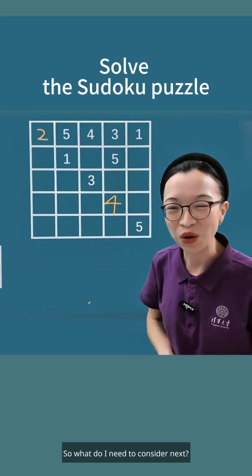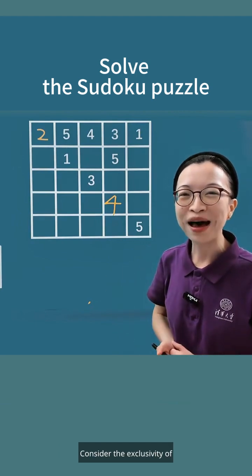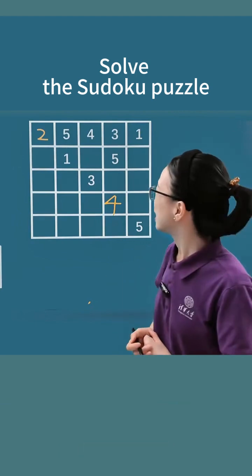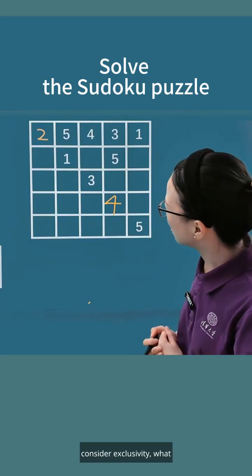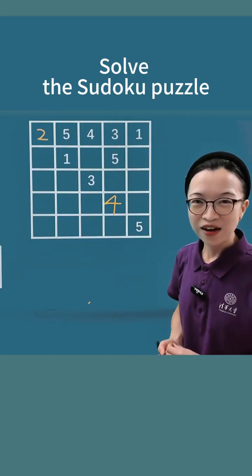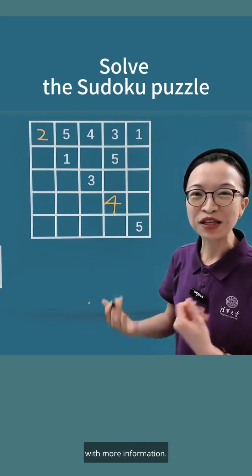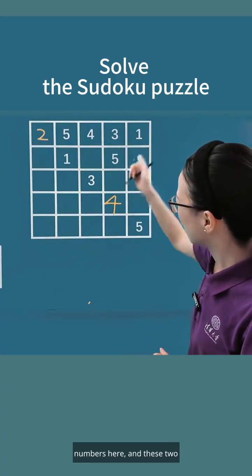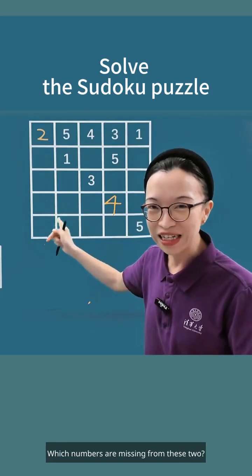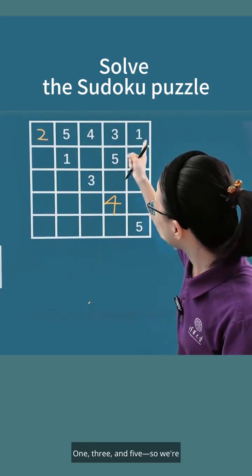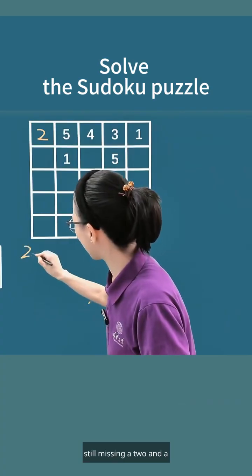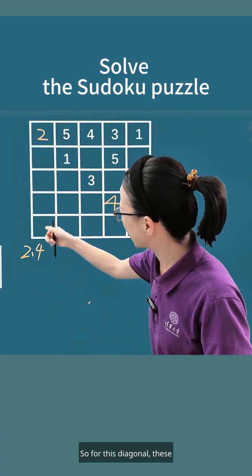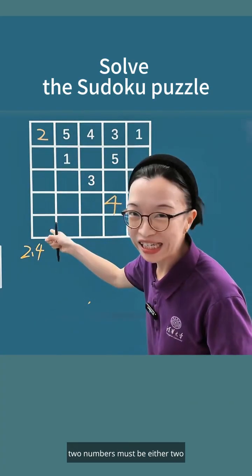So what do I need to consider next? Consider the exclusivity of the numbers. What does that mean? Take a look. Since we need to consider exclusivity, what should we be looking for? Those with larger quantities, with more information. So obviously, on this diagonal, there are 3 numbers here, and these 2 numbers haven't been filled in yet. Which numbers are missing from these 2? 1, 3, and 5. So we're still missing a 2 and a 4, right? So for this diagonal, these 2 numbers must be either 2 or 4.